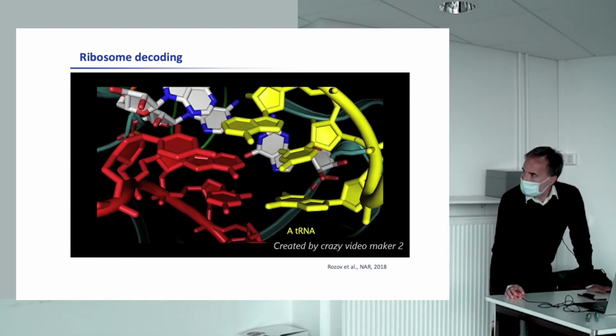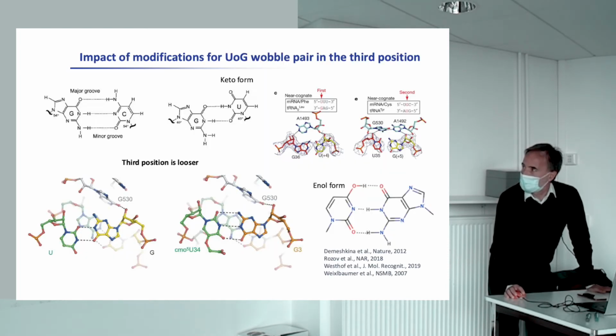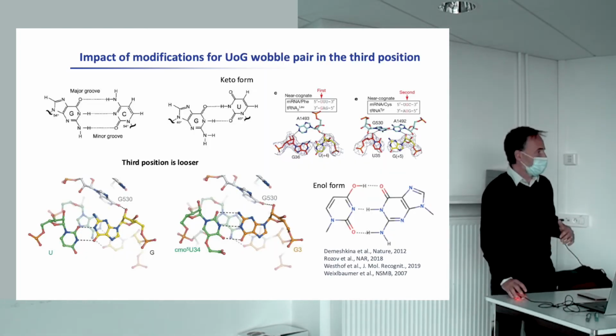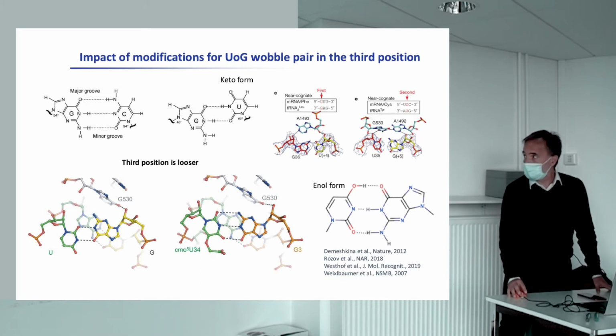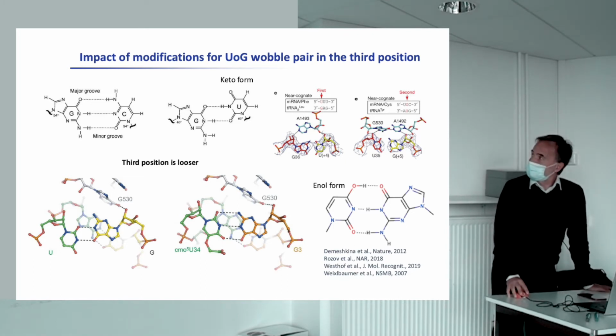Okay, so I think that I can go ahead. I will cut the movie here because this is what I wanted to tell you: in the first two positions, you have imposed Watson-Crick geometry. In the third position, you may also have a wobble interaction between the uridine and the guanosine.